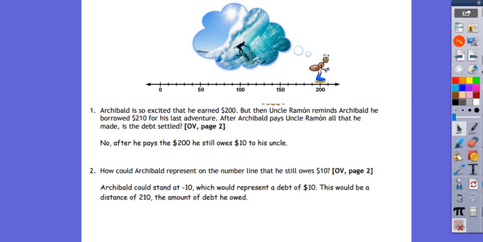Does he owe negative 10? No. You can't owe a negative amount. The negative sign means owe. He owes $10. Why would we word that? It's written on the board.